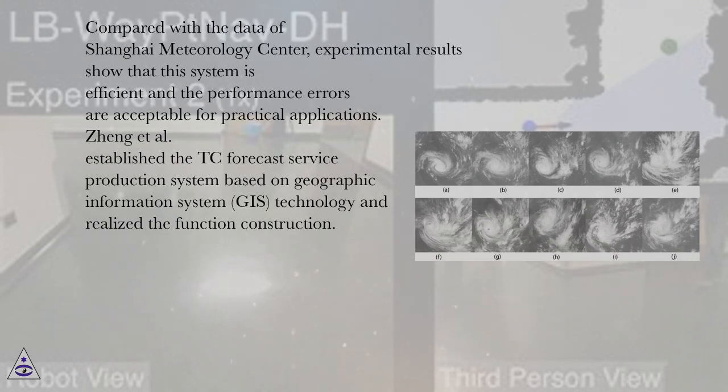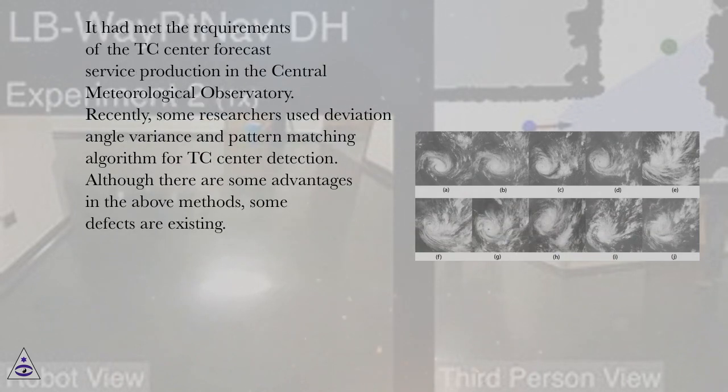Zhang et al. established the TC forecast service production system based on Geographic Information System, GIS, technology and realized the function construction. It had met the requirements of the TC center forecast service production in the Central Meteorological Observatory. Recently, some researchers used deviation angle variance and pattern matching algorithm for TC center detection.